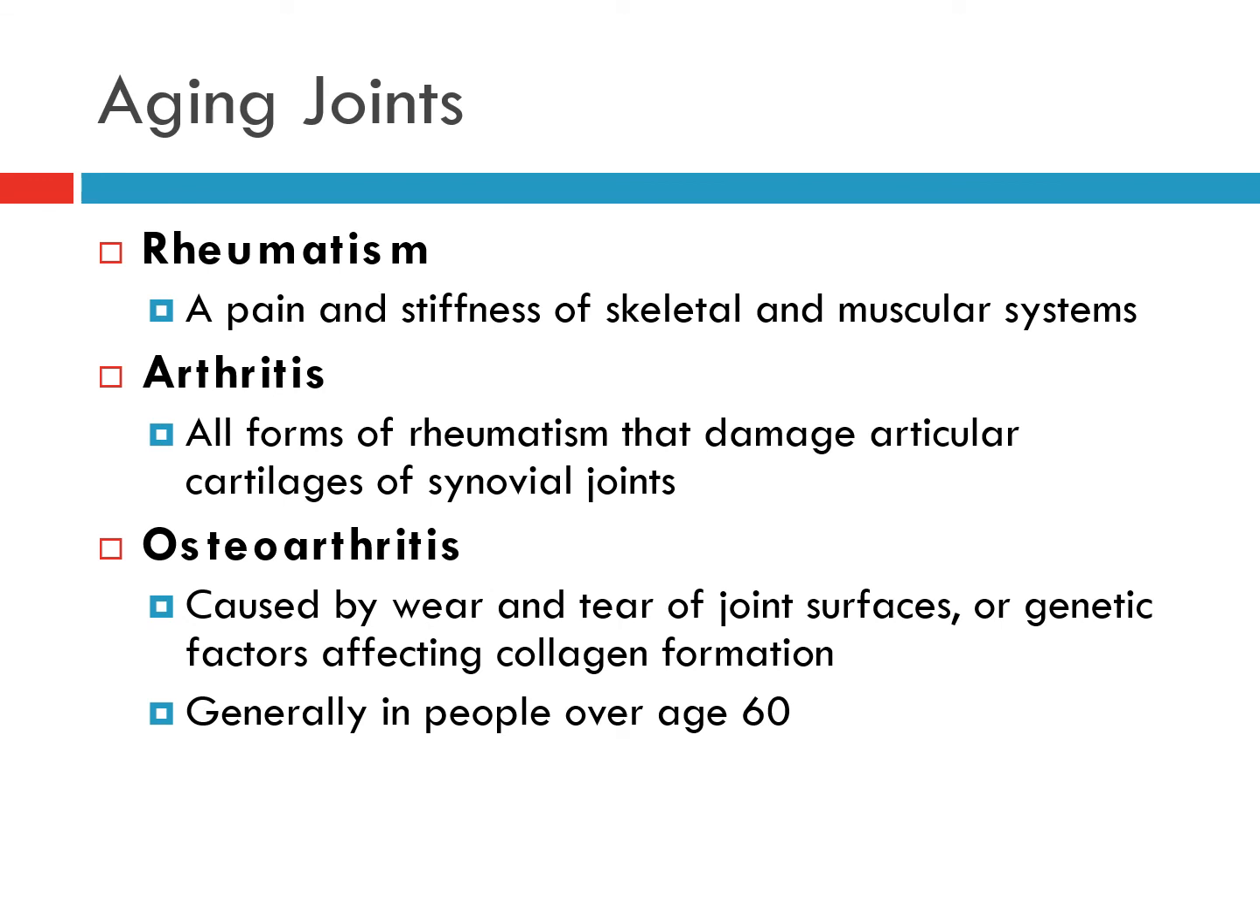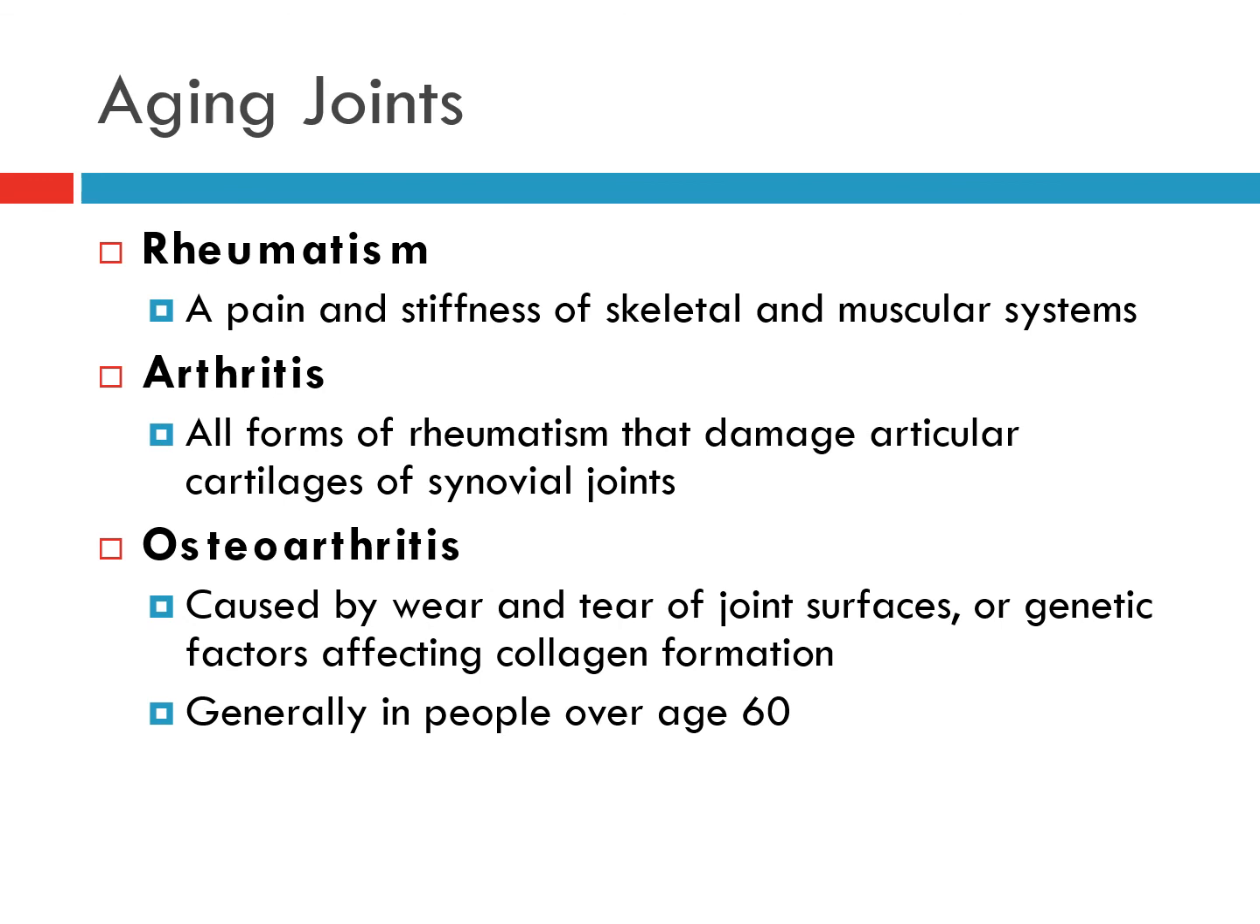All right, and then we're going to talk about aging joints, and you'll find that we do this with most of our sections now that we're going one system at a time. We like to look at what happens to us as we age, because it's inevitable. Everybody's going to age, and we have a bunch of problems that can happen. So with aging joints, we have rheumatism, which is pain or stiffness in the skeletal system or the muscular system. So it's kind of a generalized term for I'm uncomfortable in these systems. Arthritis is considered all forms of rheumatism which damage articular cartilages in synovial joints.